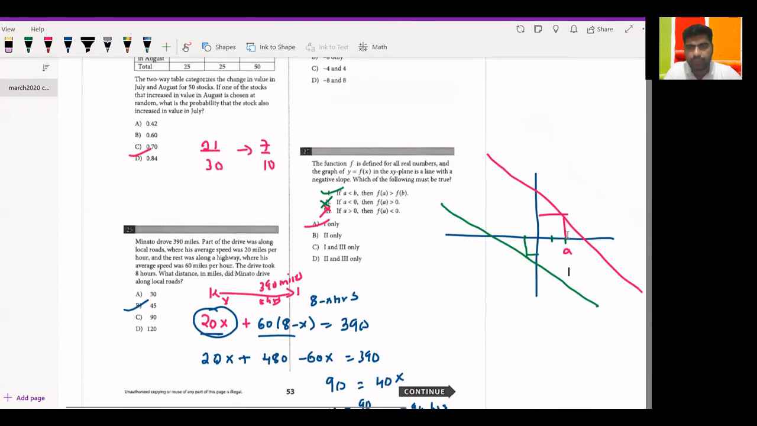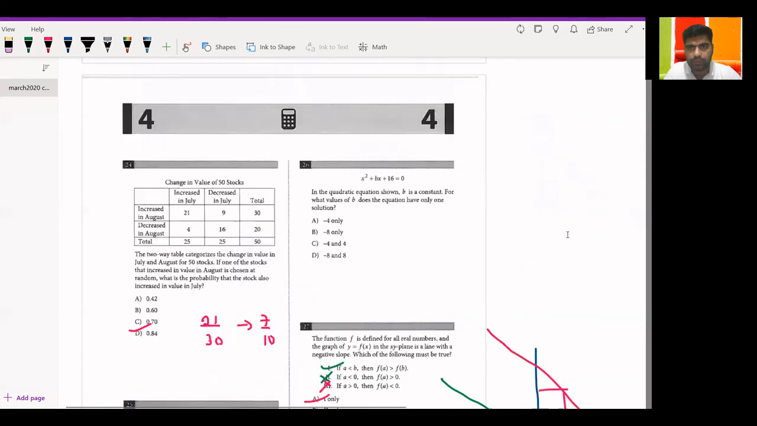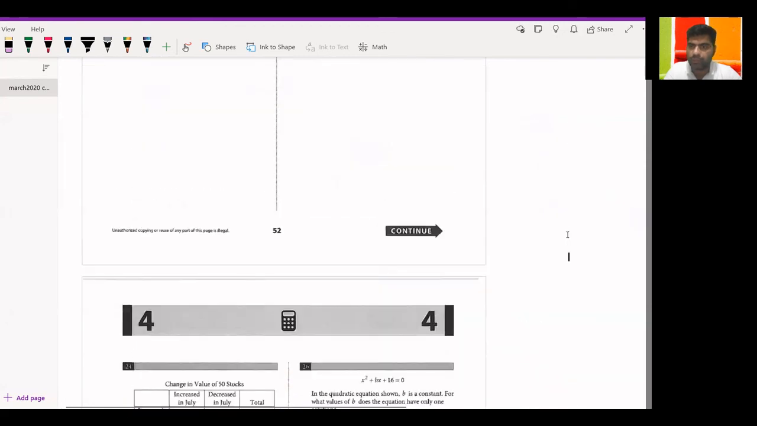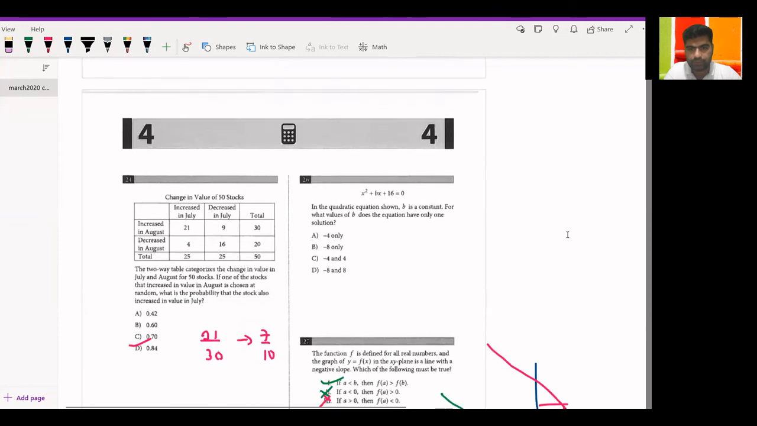x squared plus bx plus 16 has only one solution. Therefore, the value of b squared minus 4ac has to be 0. So b squared minus 4 multiplied by 1 times 16 is 0. b squared has to be 4 times 16, 64. b has to be plus or minus 8. D.